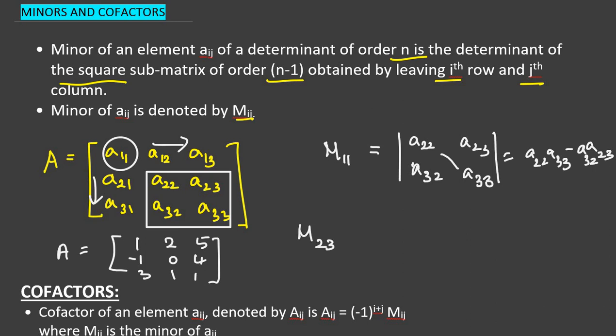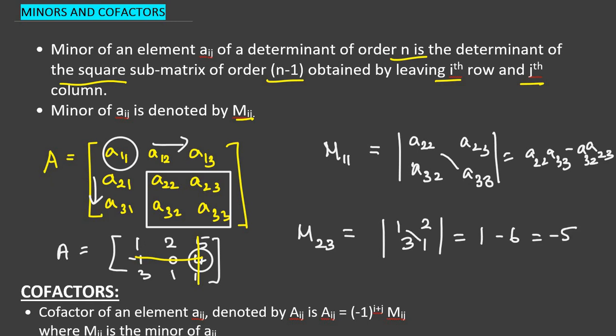the 2, 3 element here, which is 4. I want the minor of 4 here. So the minor of 4 will be, deleting the corresponding row and column, the remaining elements taken here. This is equal to 1, 2, 3, 1, which is equal to 1 minus 3 into 2, which is 6, which is equal to minus 5.